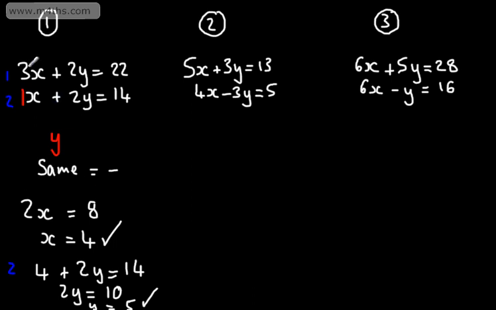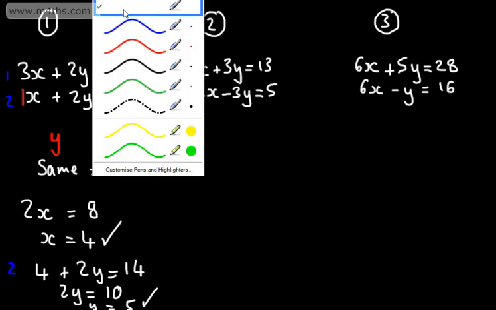If you want to check that it works for both, please go ahead and do so, as that's a check-in mechanism. If you're unsure whether they're correct or not, just check that they work for each equation. So if we look at equation number 1, 3 lots of 4 gives me 12, 2 lots of 5 gives me 10, 12 plus 10 gives me the 22. So that works for that one as well.